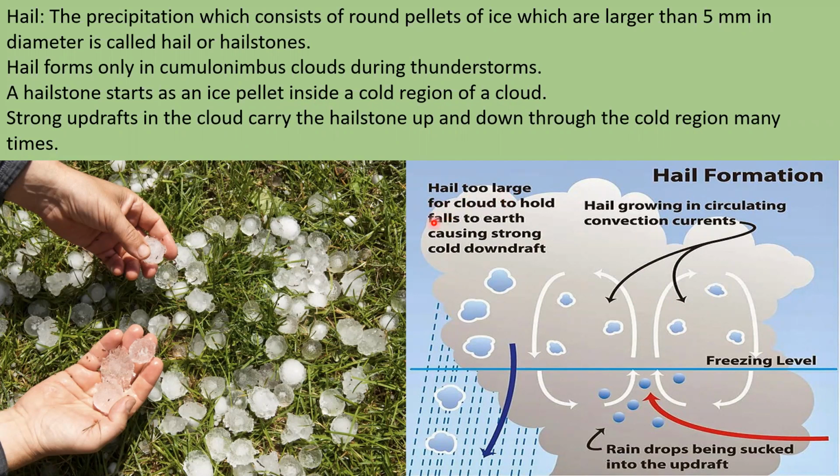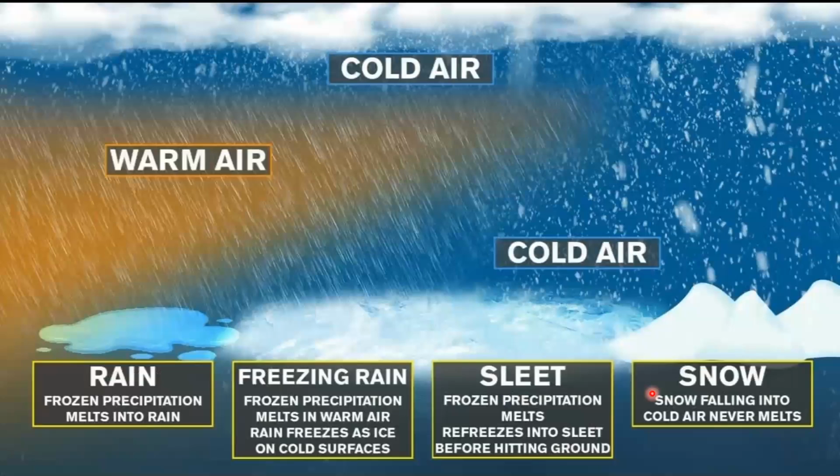Hail is too large for the cloud to hold, and because of its weight, it falls to earth, causing a strong cold downfront. Hail grows in circulating convection currents, and this is the freezing level, with raindrops being sucked into the updraft.